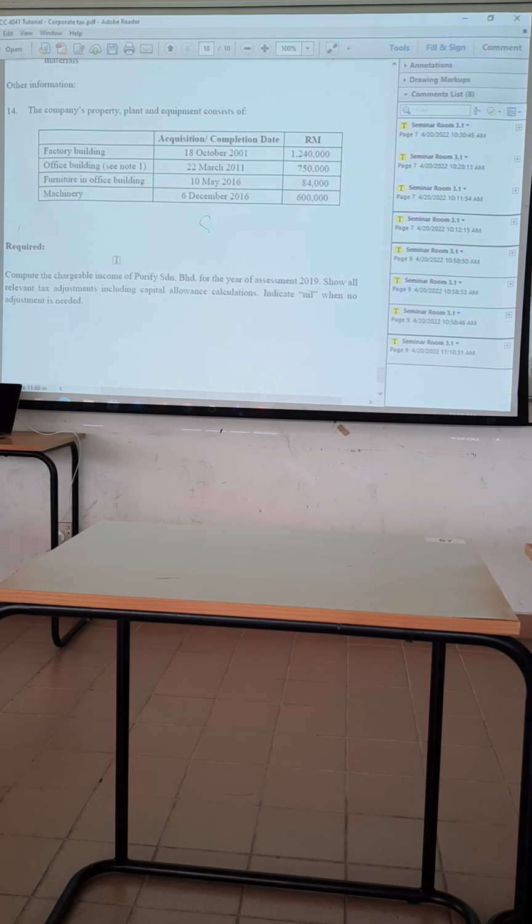So aggregate income minus loss. Current year business loss, no, you have profit, right? And then minus your donation. What else? Zakat. Then you come to your charge.